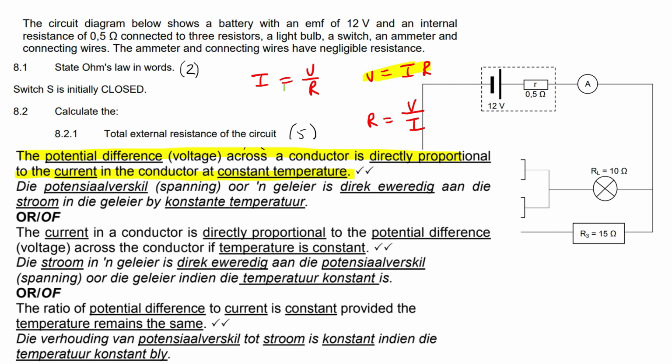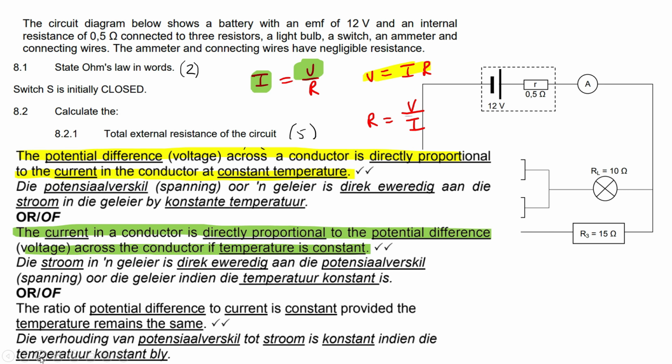Okay? Then if you want to talk about current instead, you can see that current is equal to the ratio of potential difference and resistance. So here the current is directly proportional to the potential difference. When they say directly proportional, it means that if this one is at the top, this one's also at the top. Then if you want to talk about resistance instead, we talk about the ratio of potential difference to current.